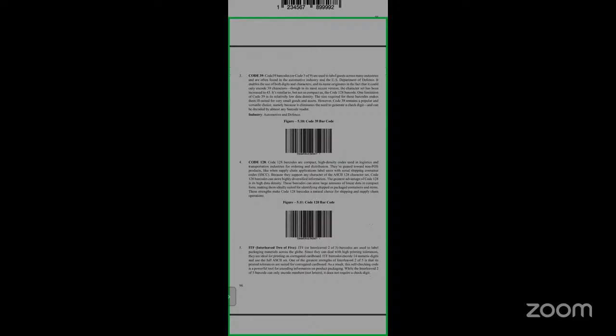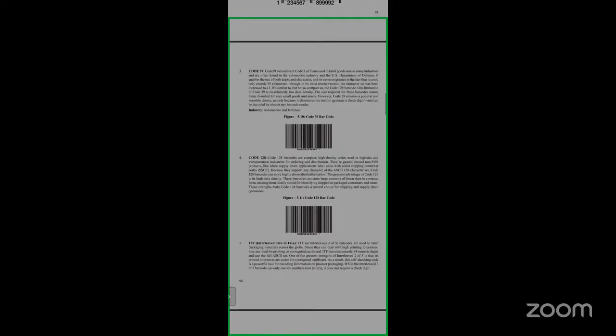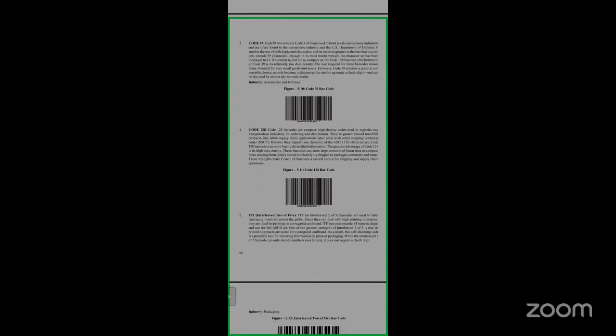Next is Code 128. So these are all different barcode systems. How do they work? Code 128 is a compact, high density barcode used in logistics and transportation industries for ordering and distribution, and it is geared towards non-POS products, meaning non point of sale products. For example, in supply chain applications, labels with serial shipping container codes are used. At that time this code system is followed.